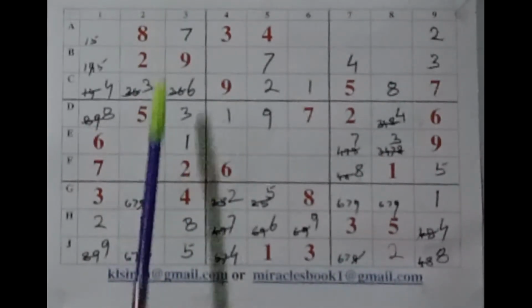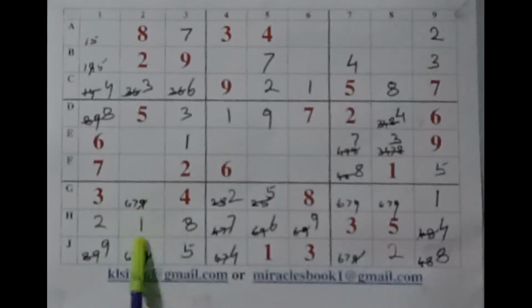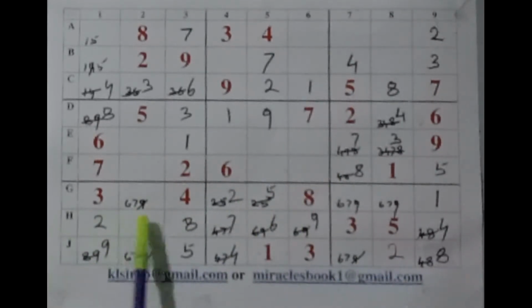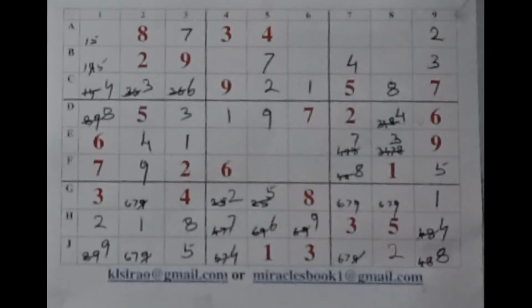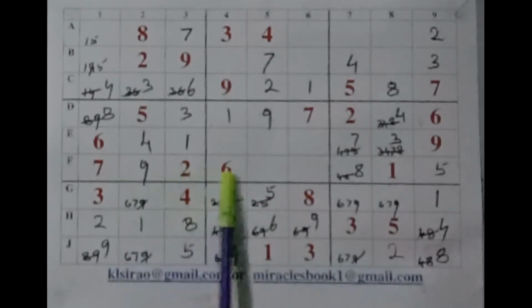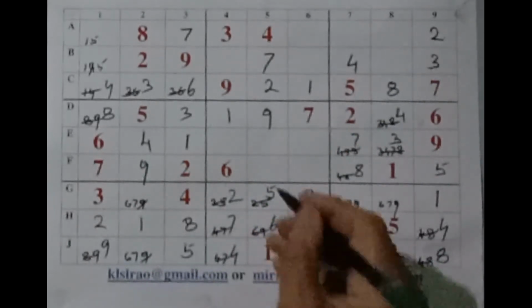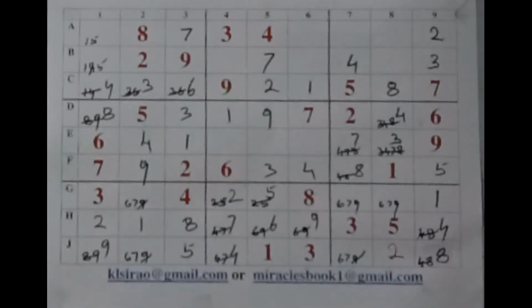Looking at column number 2, there are 2 vacancies here. That is for numbers 4 and 9. We have a 9 there. Let us write a 9 here and 4 there. Okay. Now row F is having 2 vacancies. Can anything be done? Let's have a look. We require 3 and 4. We have a 3 here. Let us write our 3 here. And 4 here. We are nearing completion of this puzzle.